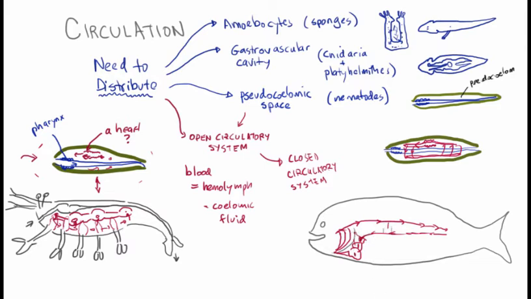And so out in the body of the fish, we've got the capillaries, which carry the blood from the arteries to the veins. And so in the circulation of the fish, the blood never leaves a blood vessel. And so a fish is a good example of an animal that has a closed circulatory system.